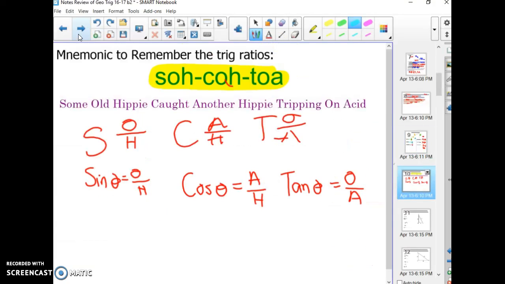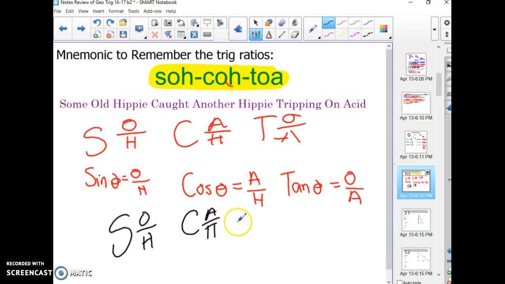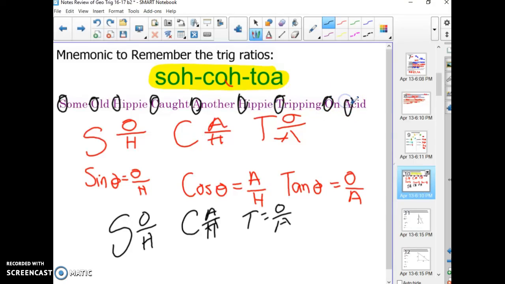So ways to remember sine, cosine, and tangent are you can use SOHCAHTOA, or I like to remember it as a mnemonic: some old hippie caught another hippie tripping on acid. So how I remember it is this: some old hippie caught another hippie, that's an H, tripping on acid. So I got the sine, cosine, and the tangent, and my ratios are there. So the S, O, H stand for sine, C, A, H stands for the cosine, and T, O, A is my tangent.